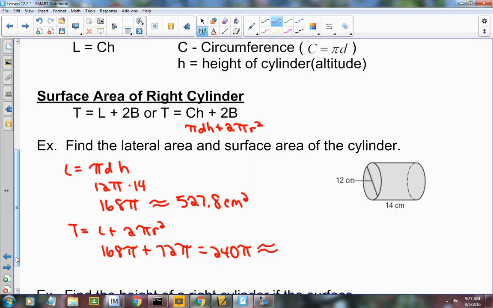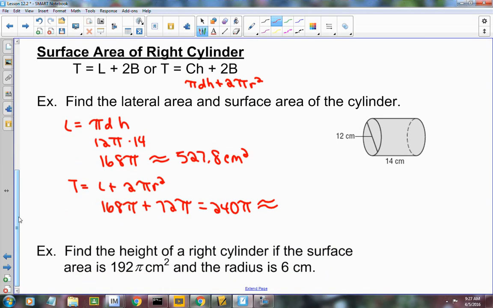Okay? You guys need to be showing me all these steps, especially on that test. Because, you know, a lot of people had a bunch of just gibberish down. I couldn't tell what in the world they were thinking, so I couldn't give any partial credit on the test. Okay? All right. So 240 times pi gives me 753, actually 754 centimeters squared.